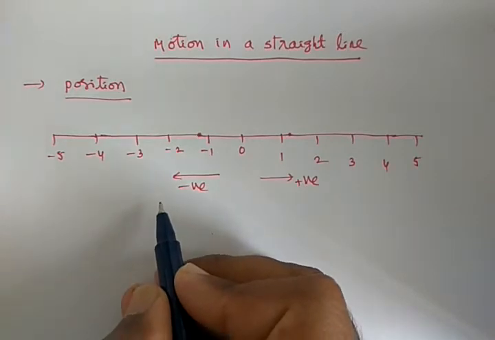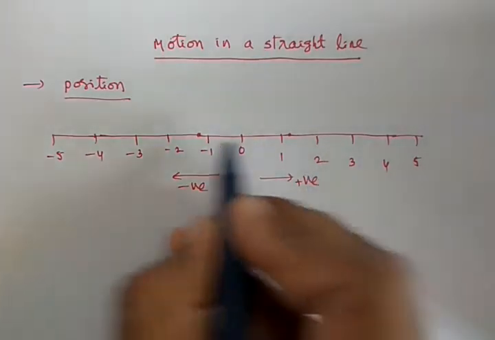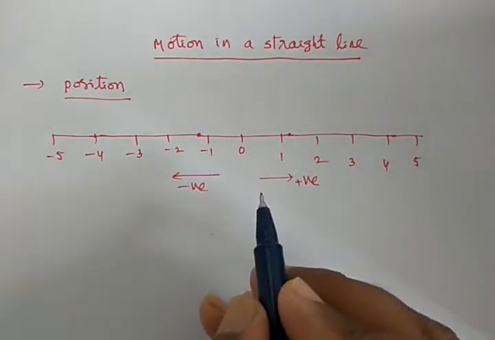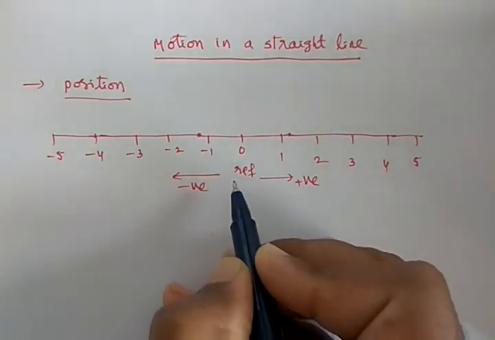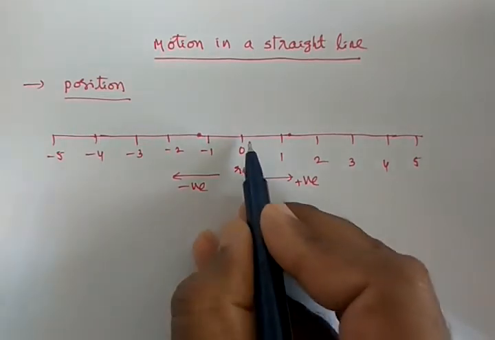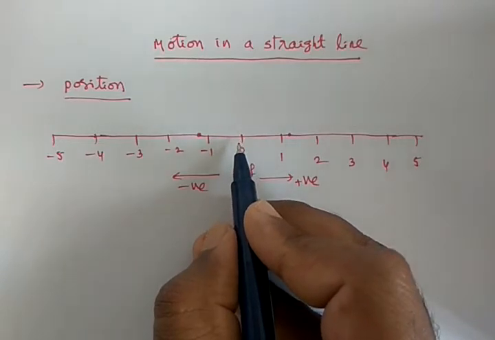So to describe motion of a body along a straight line, we can use this x-axis as a reference frame. So now this is called reference point. So whenever you say position of a body, then position of the body is measured from here, from the reference frame.